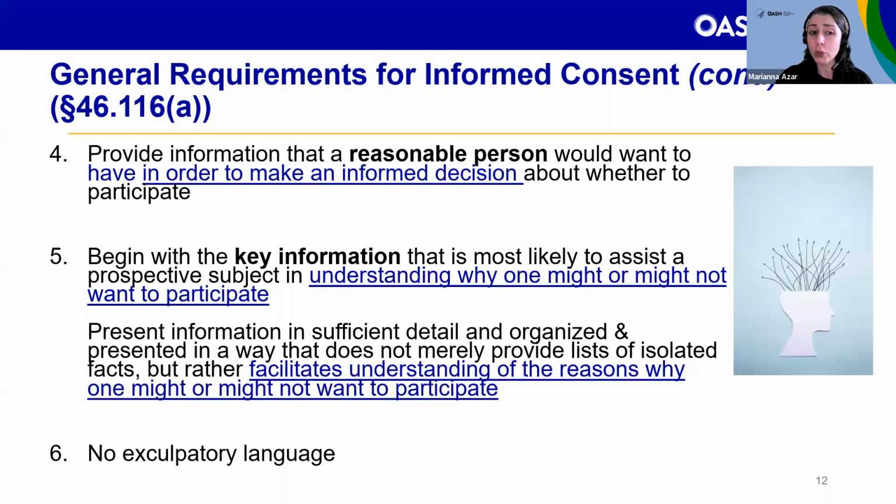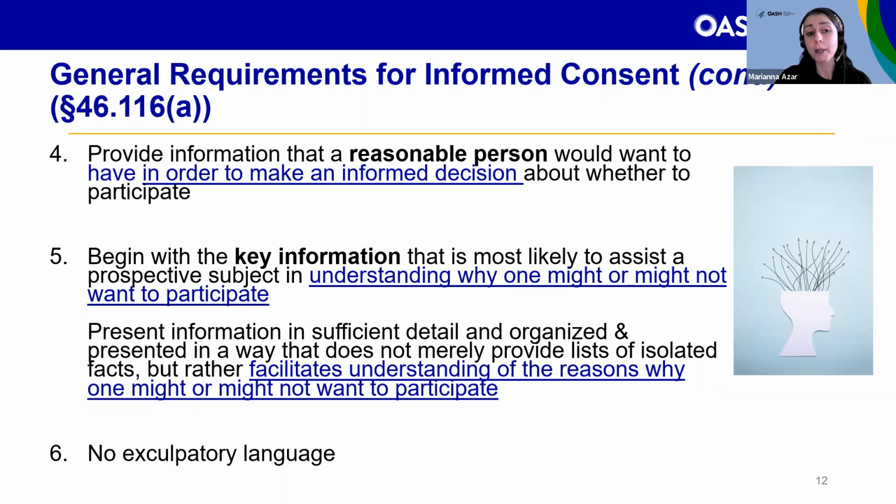Likewise, the regulations were also revised to require that consent documents begin with "key information," which is information that is most likely to assist a prospective research participant, or reasonable person, understand the reasons for why they might or might not want to participate in a given research study. This provision also requires that the beginning portion of the informed consent document be organized and presented in a way that facilitates comprehension. This is to say that information should not be provided as a list of isolated facts, but rather it should be woven together in a way that facilitates understanding of reasons for participation or non-participation.